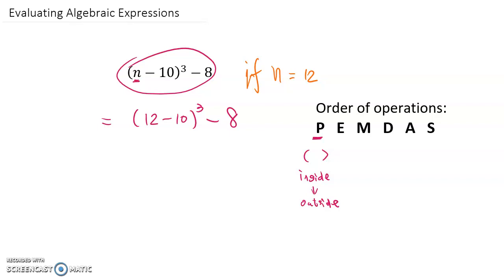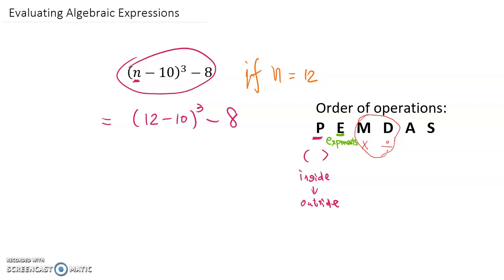Okay, that's P, parentheses. Now, E stands for exponents. It tells you how many times the number will multiply itself. M is multiplication and D here is division. Actually, multiplication and division, they're at the same level. If you see multiplication and division at the same time, you will do it in the order of from left to right because they are at the same level. You don't do multiplication before division.